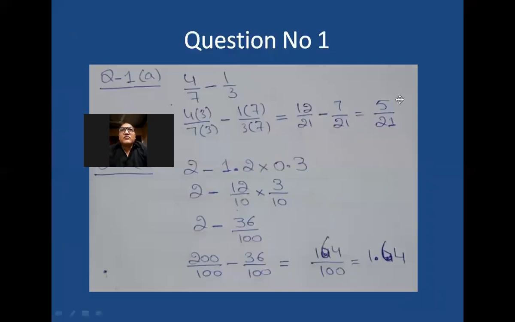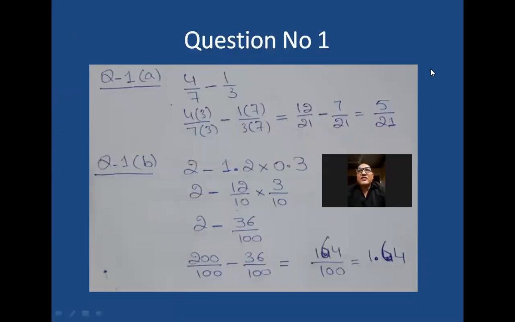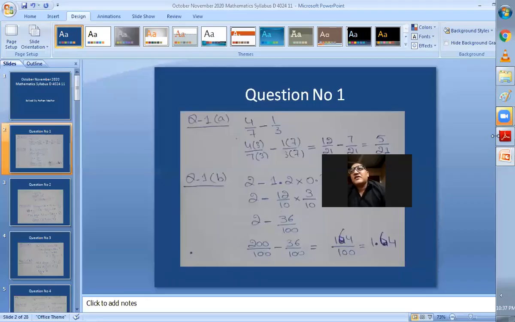So question number 1, part A, you can see that I will multiply the first fraction's numerator and denominator both with 3, and in the second fraction's numerator and denominator I will multiply with 7. So you will get 12/21 minus 7/21, and that will be equal to 5/21. And so that's the answer. A very simple and straightforward question. So let's move to the next part.